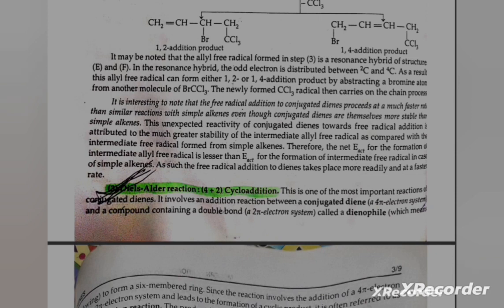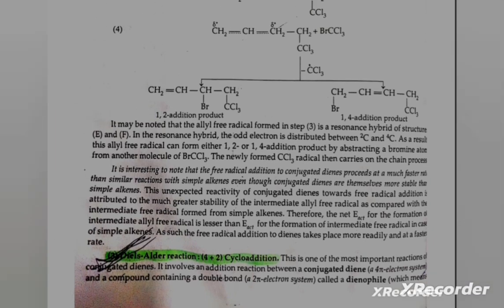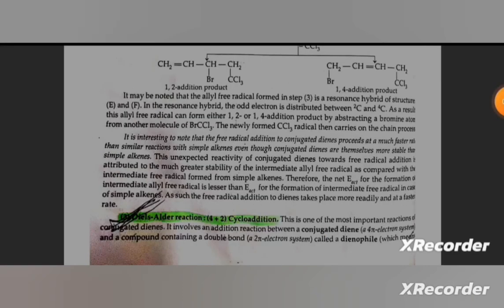It is very interesting to note that free radical addition to conjugated dienes proceeds at a much faster rate than similar reactions with simple alkenes, even though conjugated dienes are themselves more stable than simple alkenes.